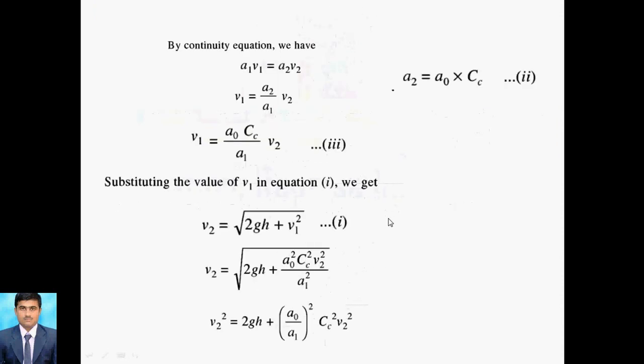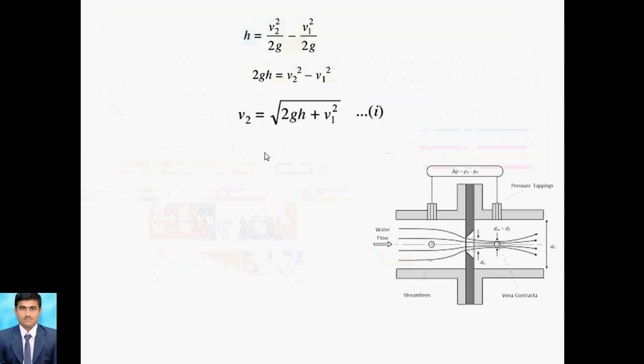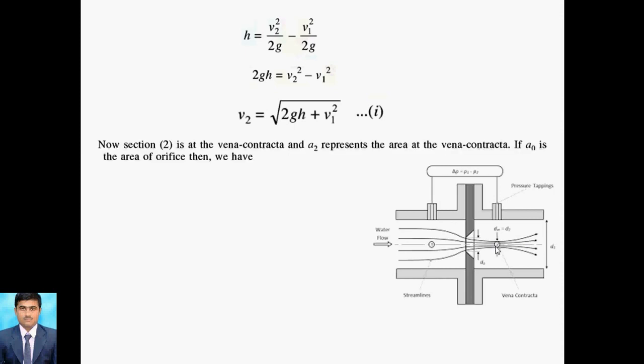So for the orifice meter, the derivation uses Bernoulli's theorem. After simplification we get equation number 1. As we know, after compressing the line upstream, the flow can expand, and that point is called the coefficient of contraction. So we know that relation, and after that relation we get equation number 2.